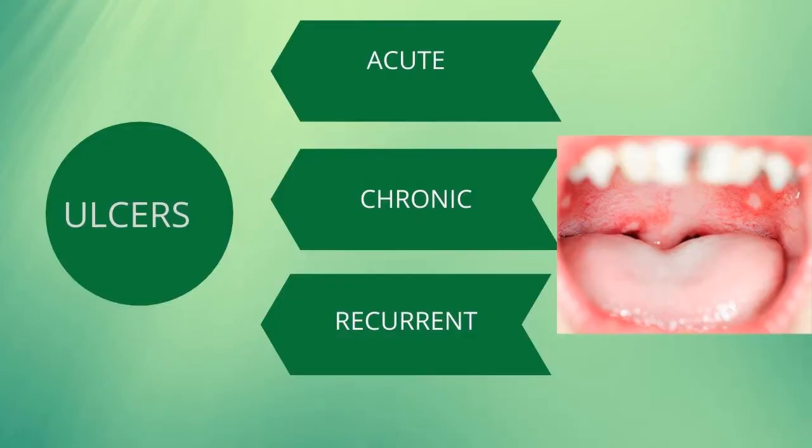Ulcers can be divided into three categories. The first one is an acute ulcer, second one is a chronic ulcer, and third is recurrent ulcers. Now, acute ulcers are those that last for less than 2 weeks. Chronic ulcers last for more than 2 weeks. And recurrent ulcers are those ulcers that heal and then tend to recur frequently. The frequency of recurrence is based on certain trigger factors.